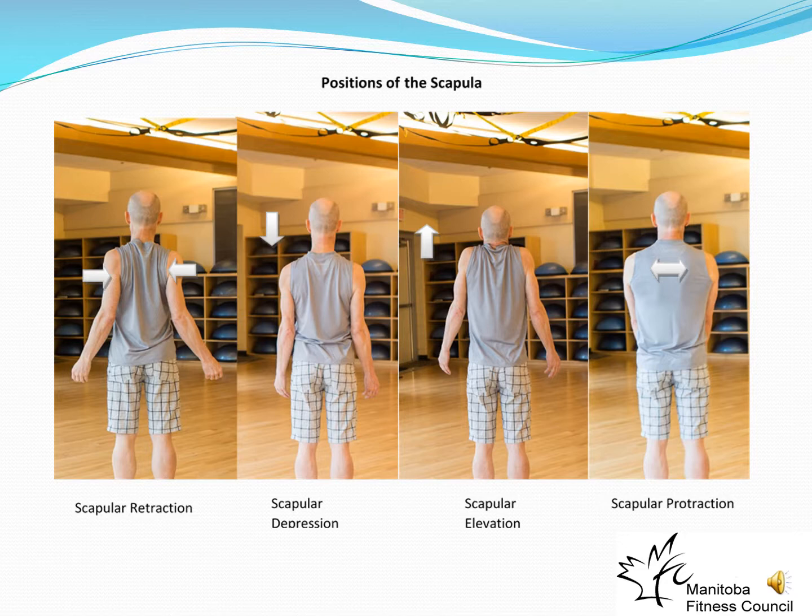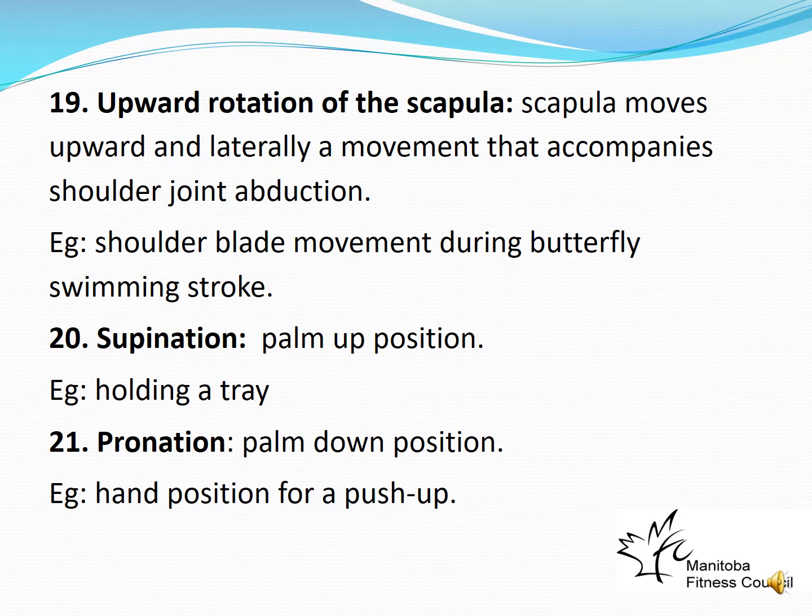So once again, when you hear these, we're talking about scapula, you notice his arm is not going up and down. That's not what's happening here. The arm does not go up and down, so the humerus does not move. When we talk about retraction, depression, elevation, protraction, we're talking about the scapula moving on the rib cage. So just a couple more.